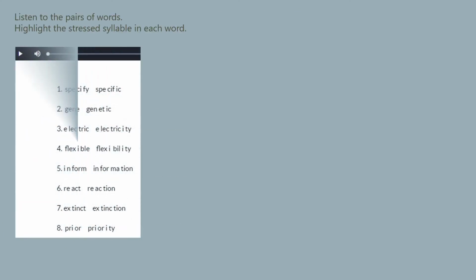This is about the workbook exercises. What you'll do is listen to the pairs of words for the first exercise, and you just click this little triangle here, and it will play somebody saying the words. And you can click on the syllable and highlight the stressed syllable in each word. And of course, at the end, just click submit, and it will tell you your grade.